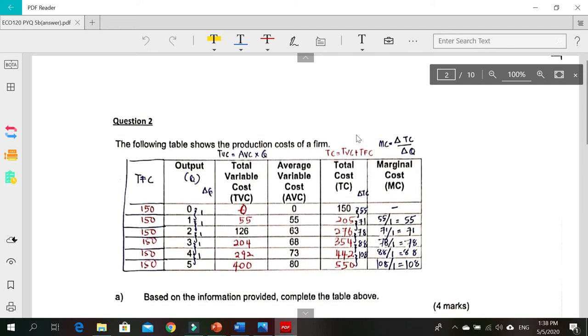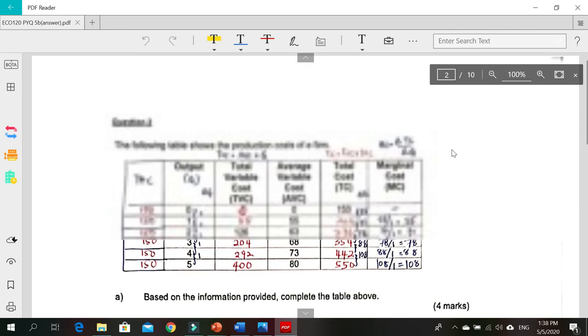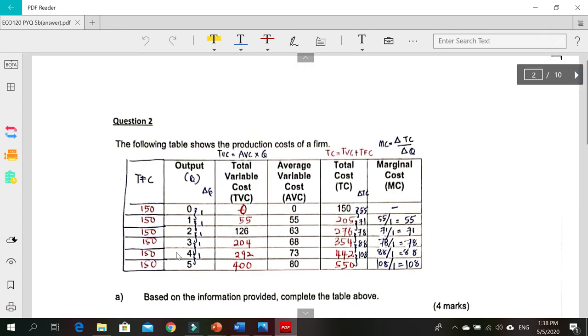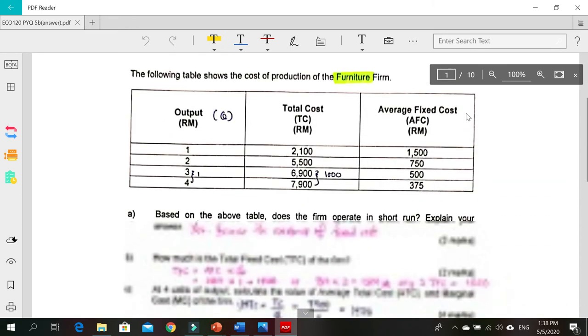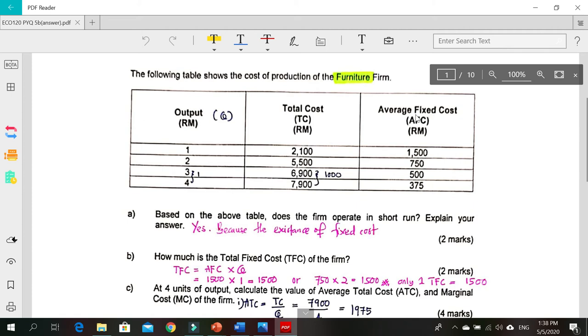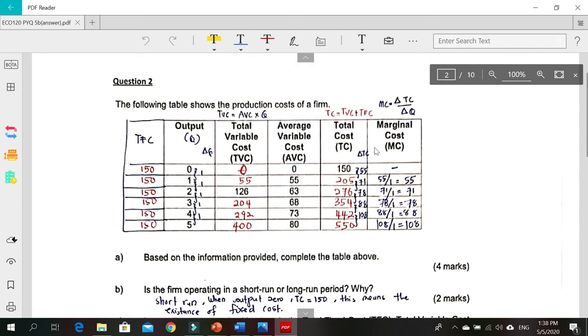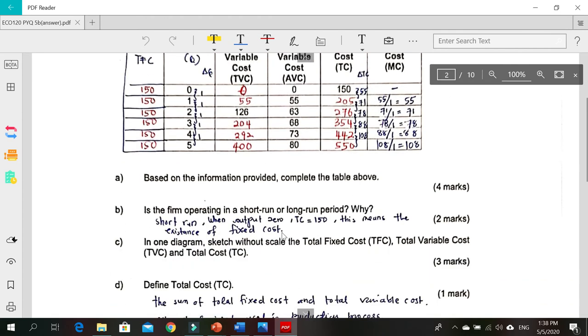You tak boleh jawab because the existence of fixed cost sebab in the question here tak ada pasal fixed cost lagi. Dia berbeza dengan question 1 tadi, because in the first question, it's mentioned here fixed cost. But our second question, dia tak ada mention, tak ada tulis fixed cost. So awak kena bagi tahu macam ni. Sebab bila output equals to 0, ada nilai kat situ. So this means the existence of fixed cost.